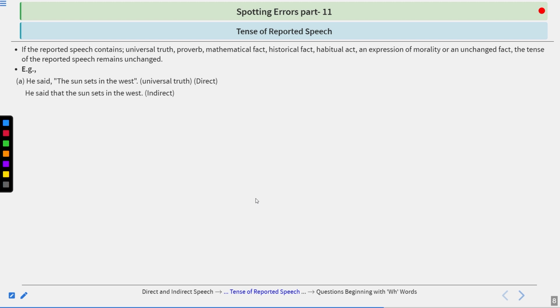So the direct one will be, he said that the sun sets in the west. This is an indirect speech. So as you can see, there is no change in the sentence or in tense.